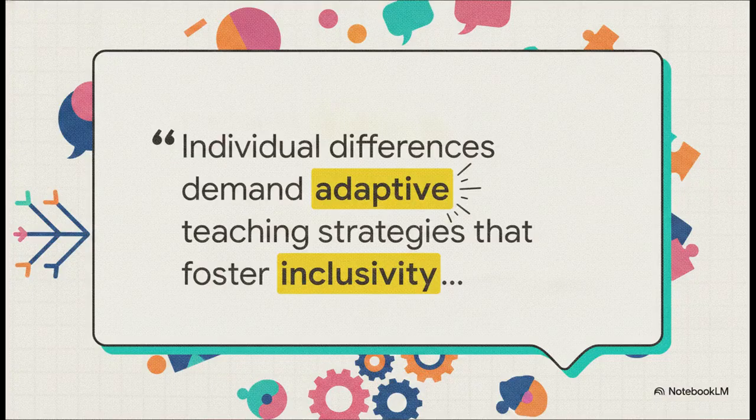The source material we're looking at synthesizes this perfectly. It says that individual differences demand adaptive teaching strategies that foster inclusivity, equity, and transformation. Great teaching just isn't static. It's not some script you blindly read from while crossing your fingers and hoping for the best. It's highly adaptive, it's fiercely observant, and it's instantly responsive to the unique, complicated human beings sitting right there in front of you.